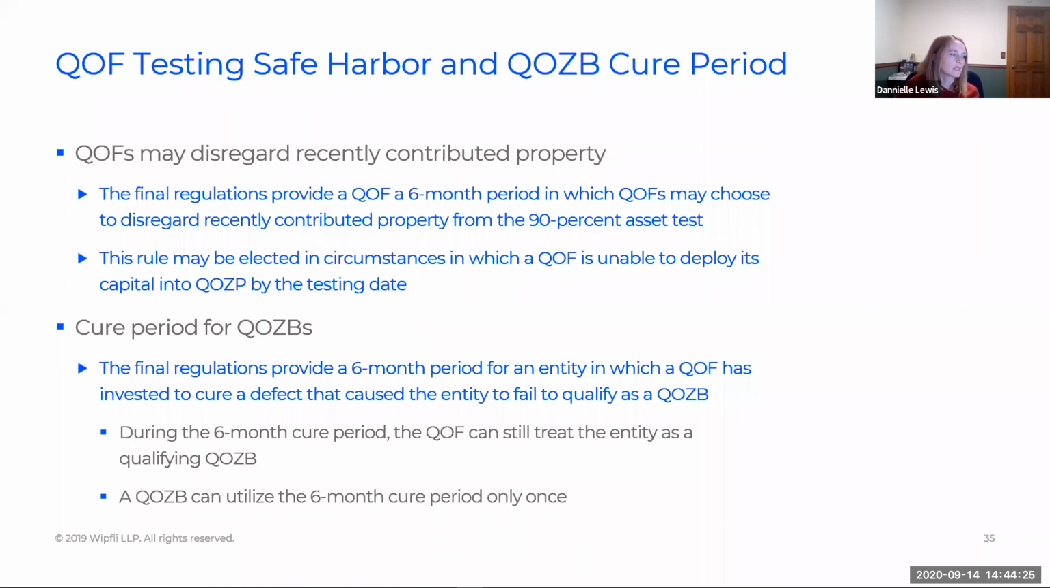Additionally, at any point, if a qualified opportunity zone fund invests in a qualified opportunity zone business and that business doesn't meet the certification requirements to be a qualified opportunity zone business, they allow for a 6-month period for that entity to cure that failure in qualification. So essentially, each fund that invests in a QOZB is allowed one failure of the QOZB testing requirements for each QOZB.